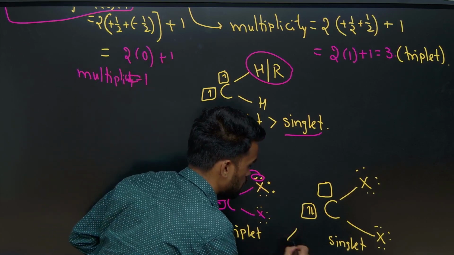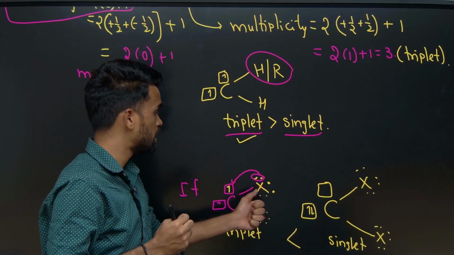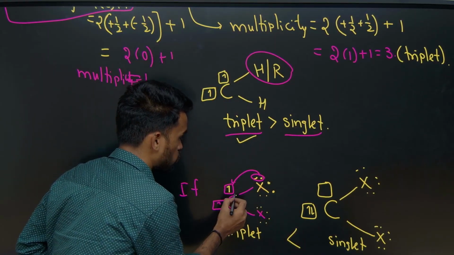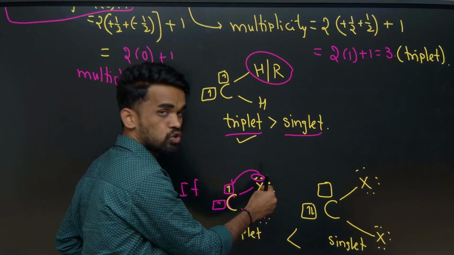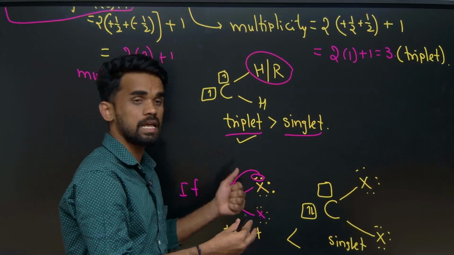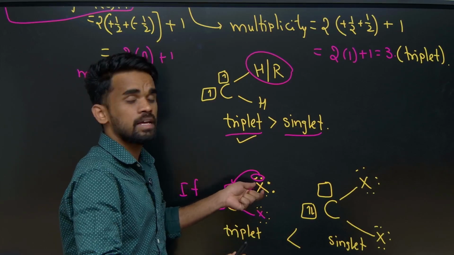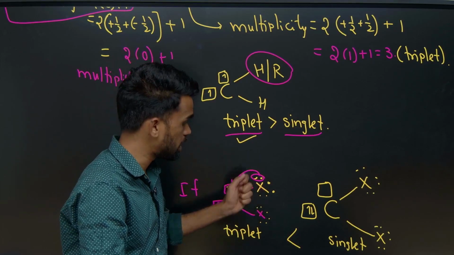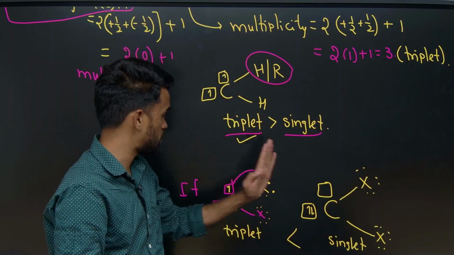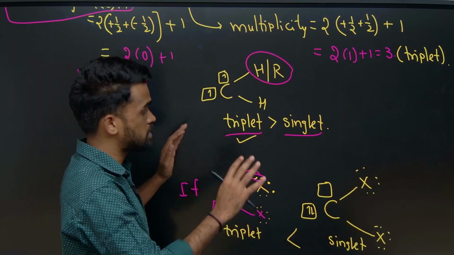So which is more stable here? Singlet is more stable when the group attached to the carbon contains non-bonding electrons, like the example of halogens. In that case, the singlet carbene is more stable than the triplet carbene. I hope this is clear.